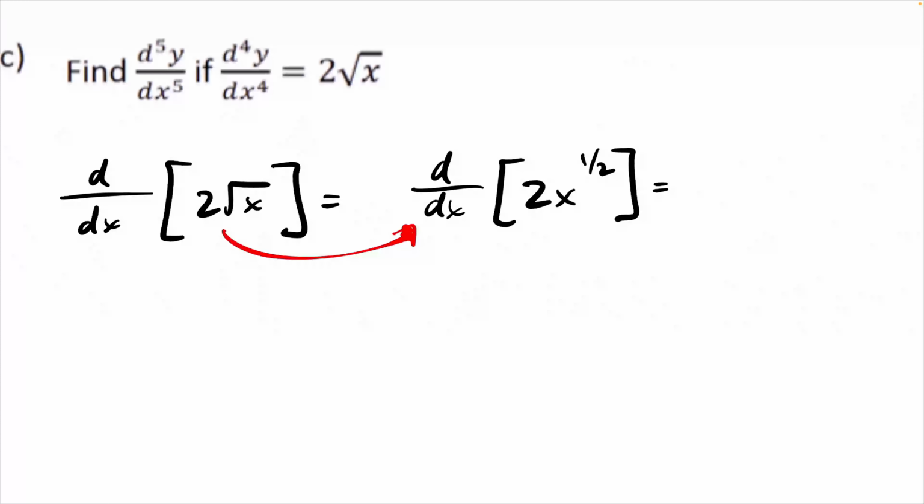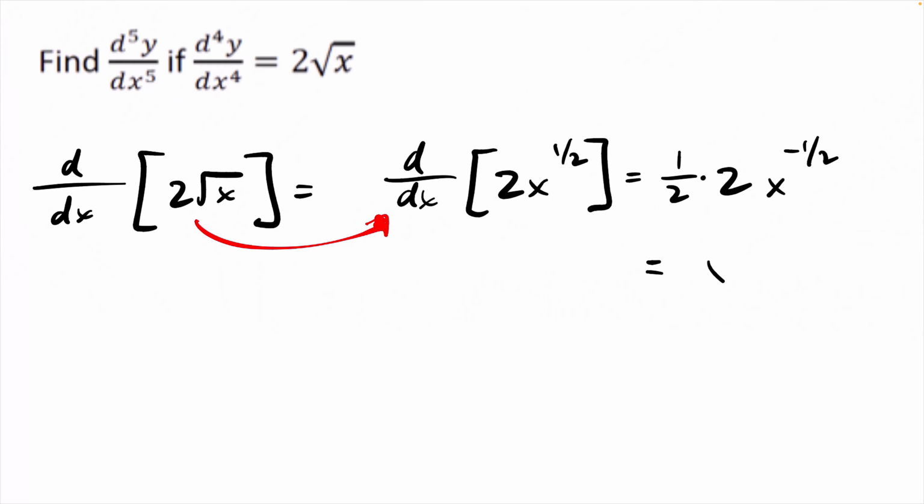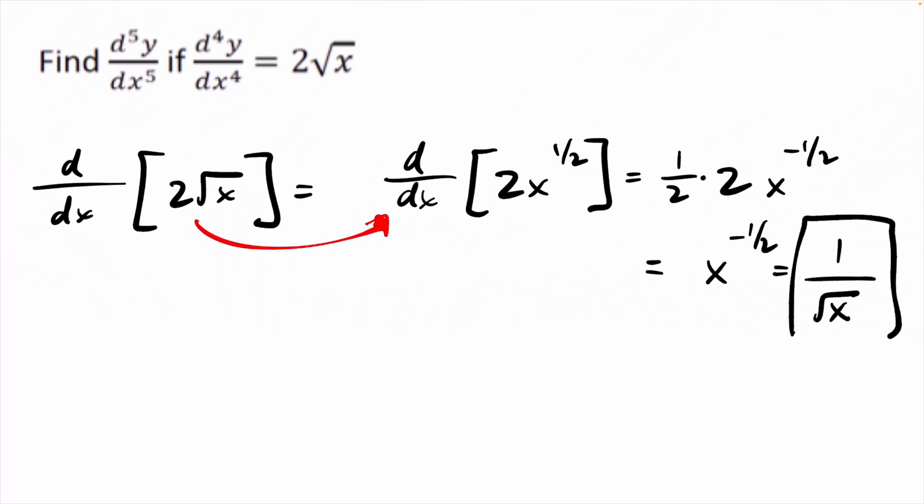So, power rule, multiply, so move the original power times the original coefficient, and then we subtract a whole, right? You subtract a whole from the old power. So 1/2 times 2 is just 1, x to the negative 1/2, which is the same thing as 1 over the square root of x. And you are done.